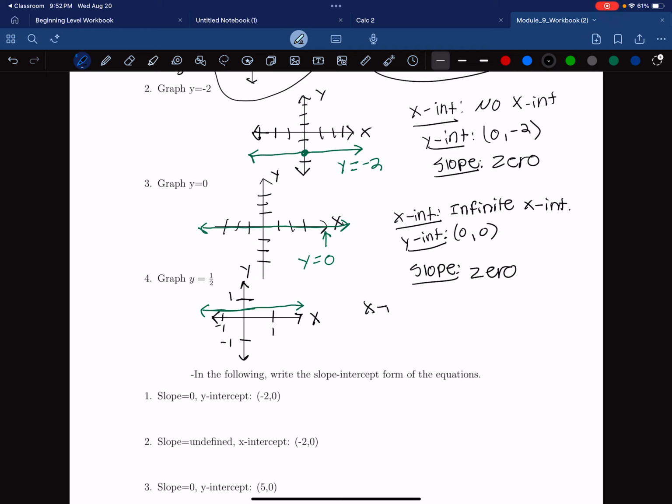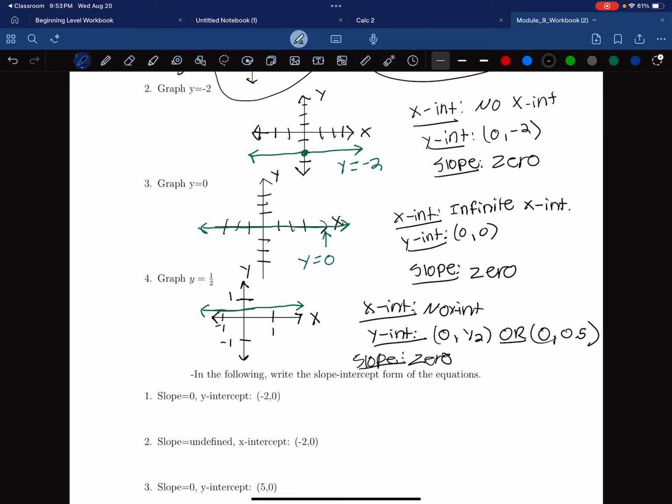So, finding our other information, do we have an x-intercept? Nope, we do not have any x-intercepts, so no x-intercepts. For y-intercepts, well, we do have one y-intercept, and that's at the point 0, 1/2. Or you can also say 0, 0.5 as well, whatever you prefer. Both are correct. And then for our slope, well, as we've seen, our slope is 0.